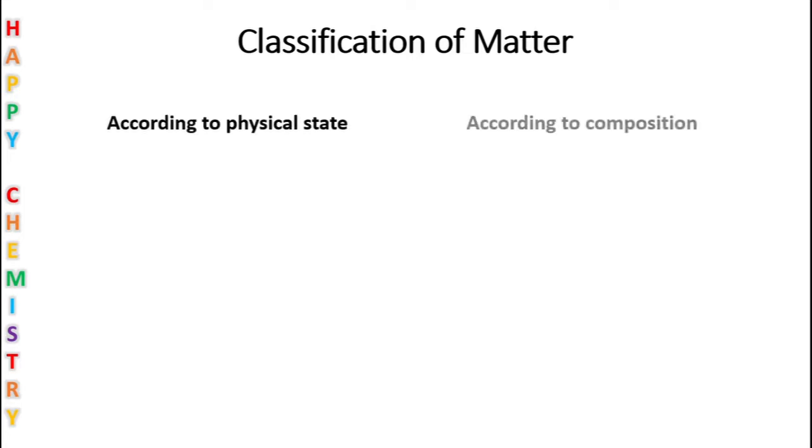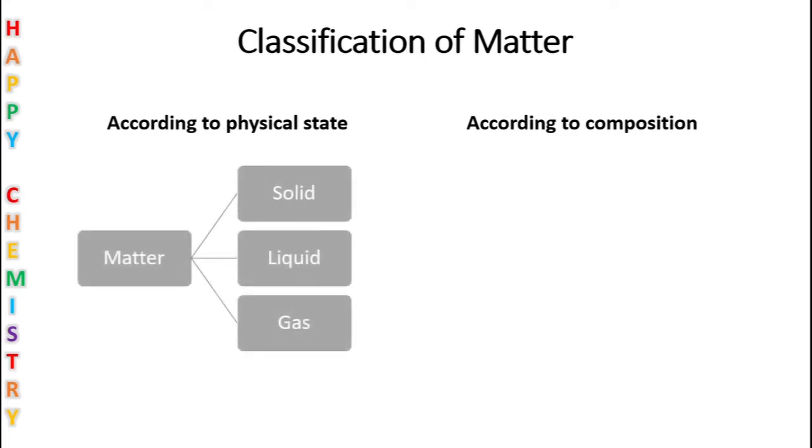Let's see how matter can be classified. There are two fundamental ways of classifying. According to the physical state and according to the composition. According to the physical state, matter can be divided into three main categories: solid, liquid, and gas. These are called states of matter.